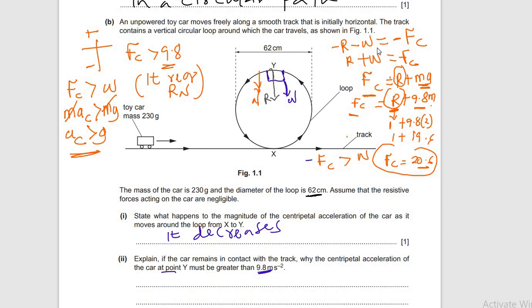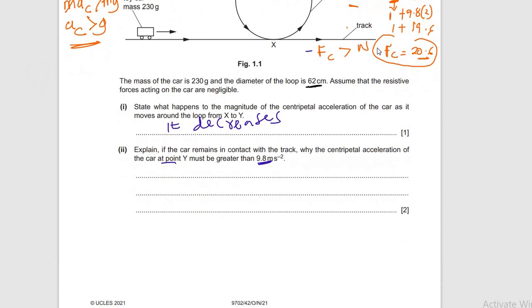So let's put it down. The first one, we have 2 marks. Centripetal force must be greater than the weight of the car.